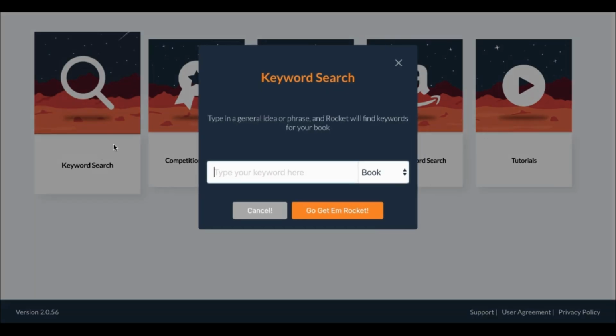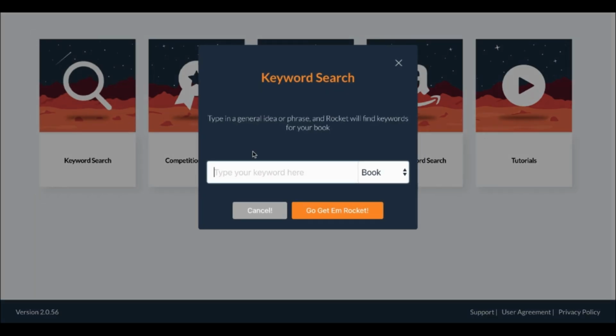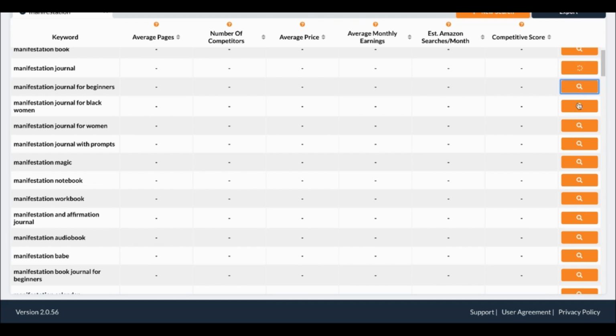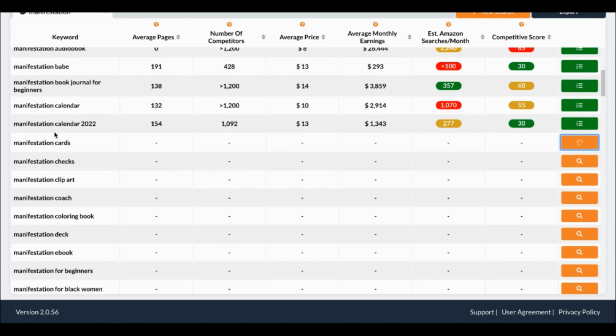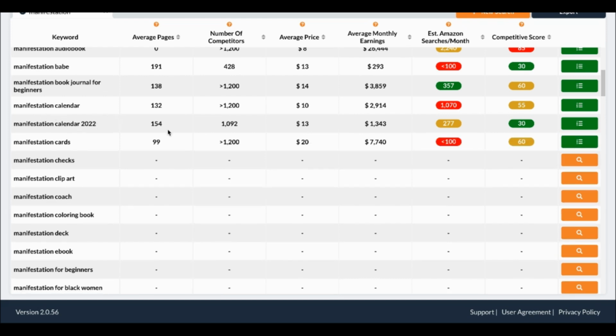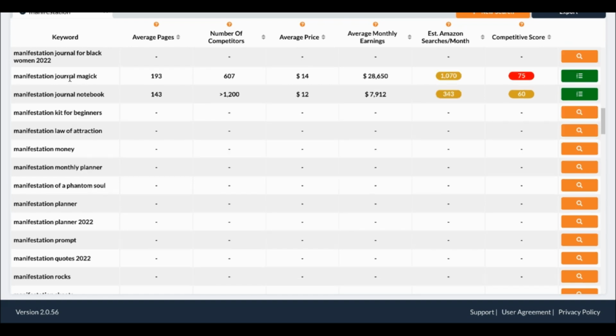So what I'm going to do, and I think what is quite useful, is just to put a really broad term in. I'm just going to put in manifestation, and then you can see it comes up with a ton of different things. If you're interested in doing calendars, by the way, that's another thing that I've seen some really good BSRs for. Manifestation Journal Magic. So this is quite a lot of searches, and it's quite a high competitive score, but that still might be something that you could add.